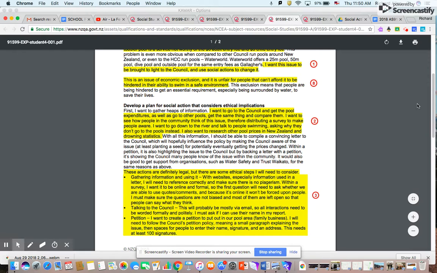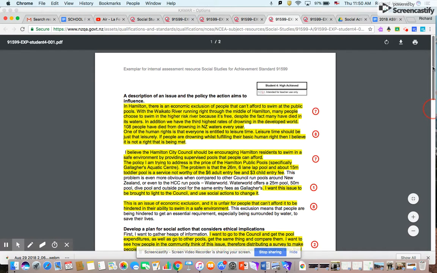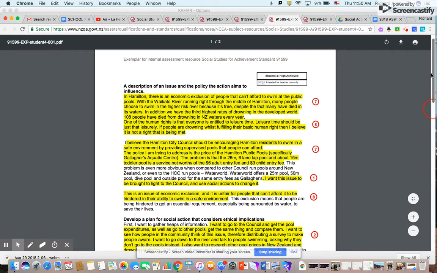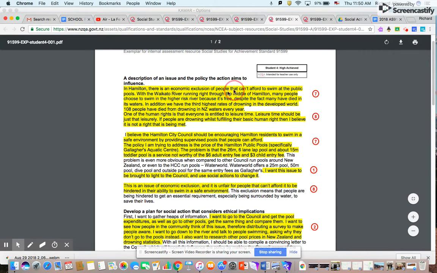Let's look at a high achieved. Here's a high achieved. You can't get a merit or excellence in the first section. You have to do the action, and the merit and the excellence is the reflection. So don't look up merit and excellence exemplars yet. They're going to waste your time. Now, for the first one, you can see they've gone into much more detail about what's happening with the issue. They've talked again specifics. They've got why they want to do it, and they've got this plan developing.